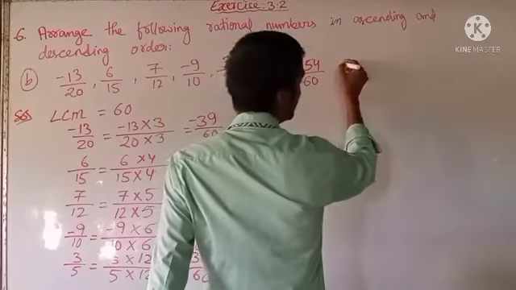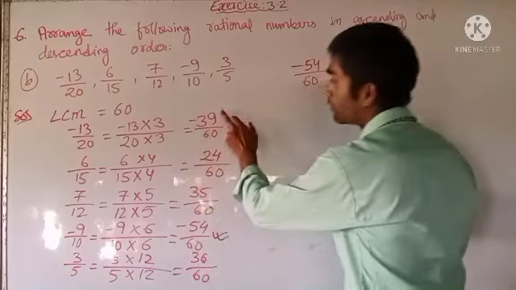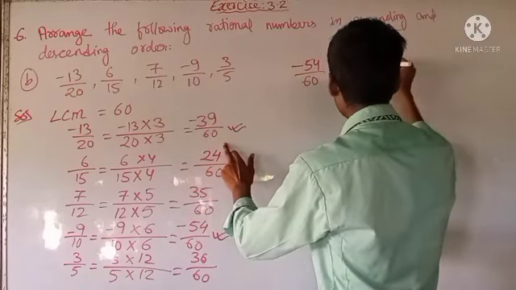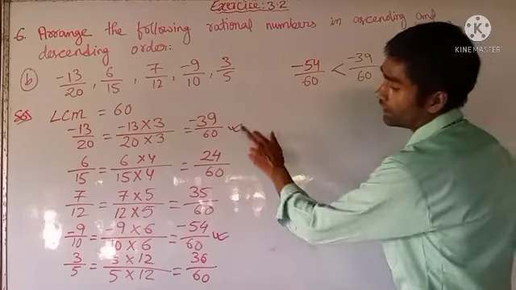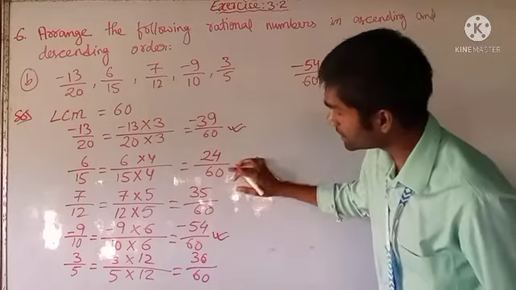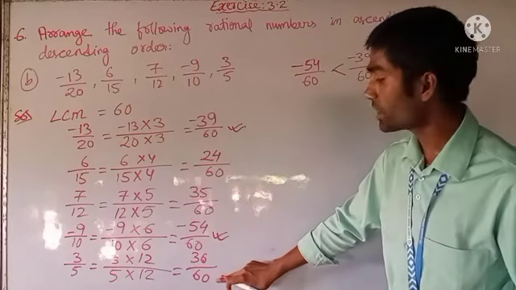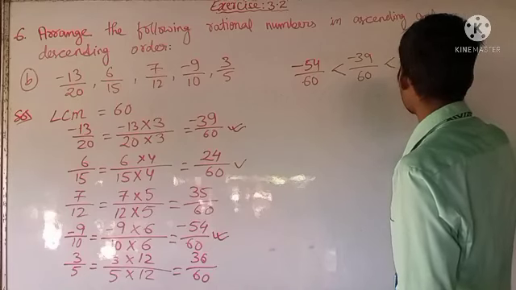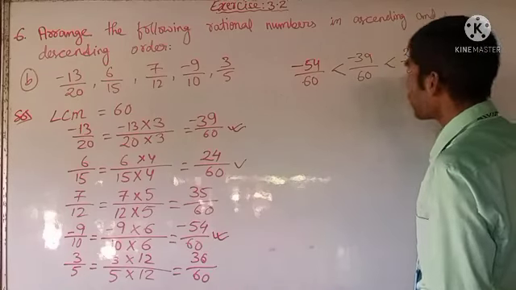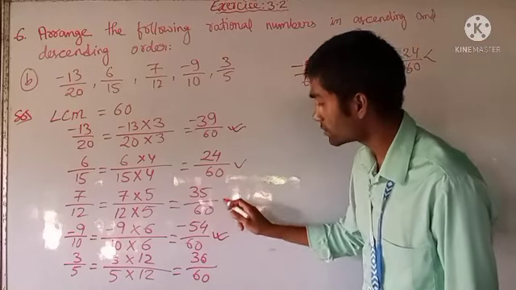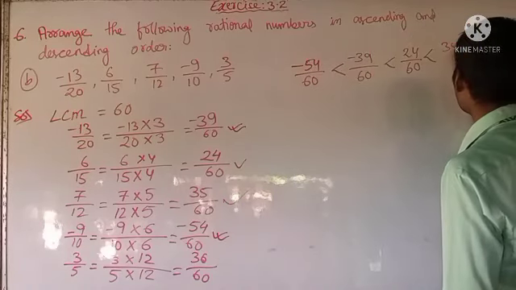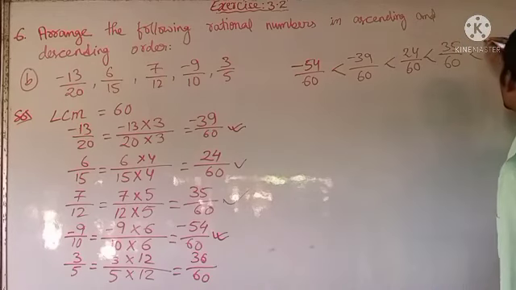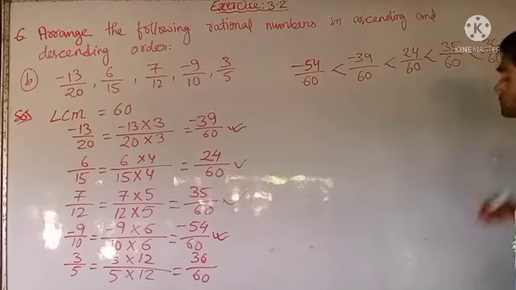The next smallest will be minus 39 by 60. Next, among the remaining numbers, we have 24 by 60, 35 by 60 and 36 by 60. So 24 is the smallest, so 24 by 60. The next smaller number is 35 and 36. So 35 is the smaller one, so 35 by 60. The next, the one left, is 36 by 60.